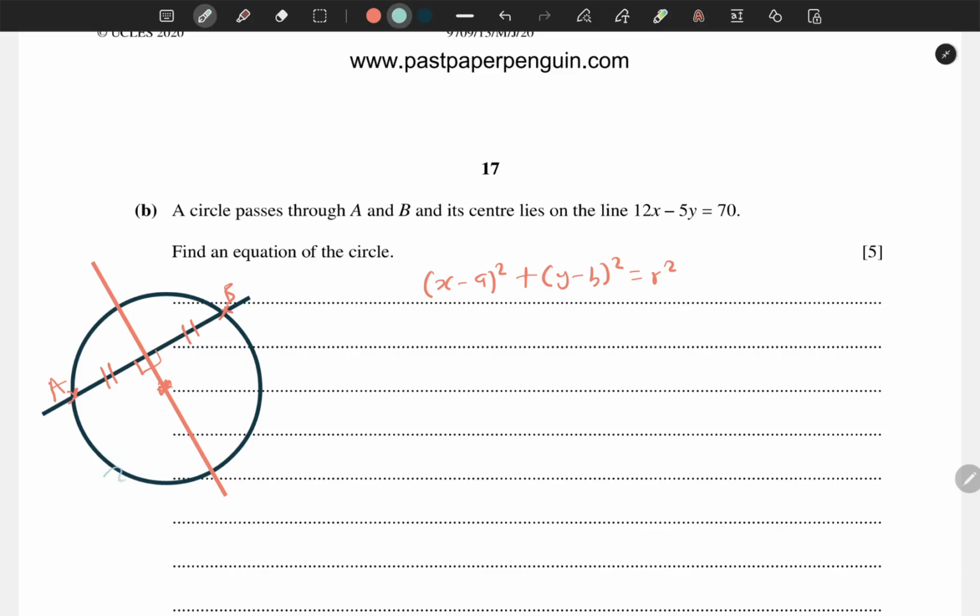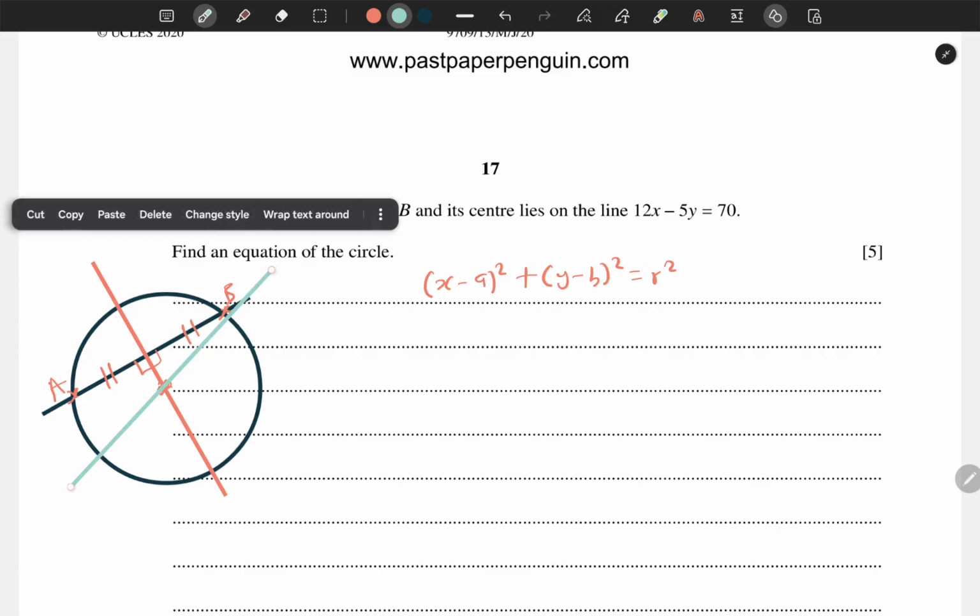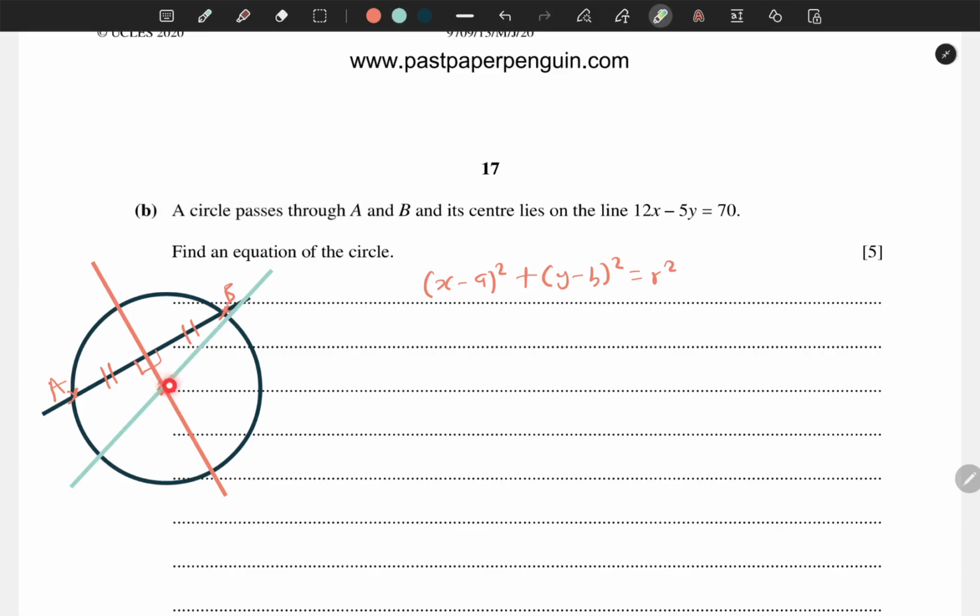So let's call this line the other line. It means that these two lines must intersect at the center here. And what are the lines? The answer we obtained above, which is for the perpendicular bisector, 3x plus 2y equals 11, and this line, 12x minus 5y equals 70. So now let's find where the two lines meet to get the center of that circle. So you solve that simultaneously.